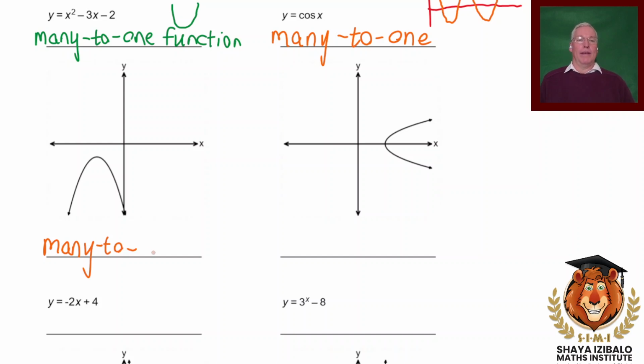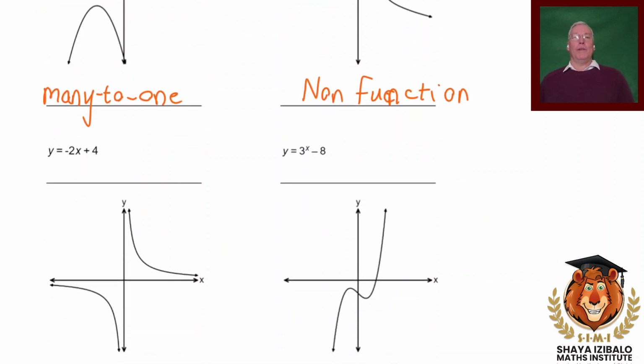I was actually looking at the next one. This one is a non-function. It fails the vertical line test. Negative 2x plus 4, well, we hope that you can remember what that looks like. It's just a straight line with a downhill slope, negative gradient, okay? It is a 1 to 1 function.